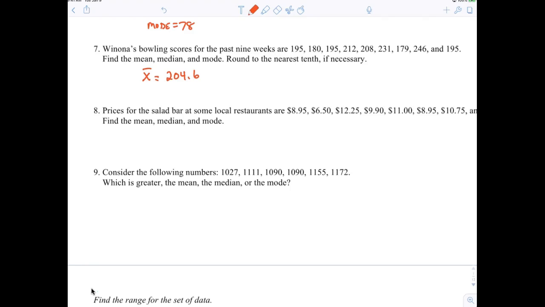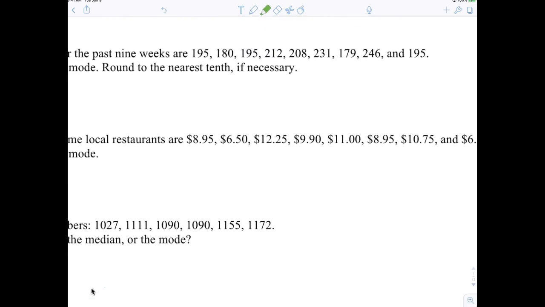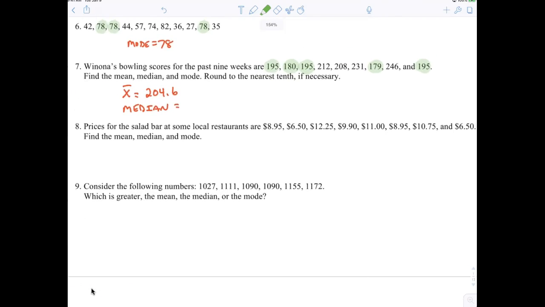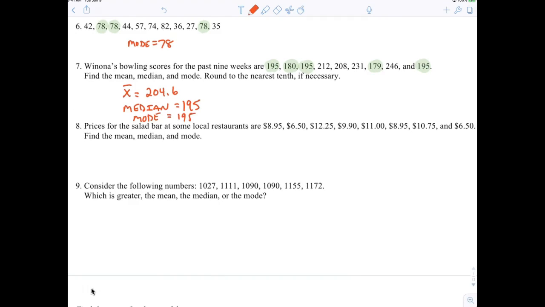Everybody good with that? All right, now we're going to try to find the median. How many scores are there? There are 9 scores, right? So we need the 5th. Very good. All right, so I'm going to look. What's her lowest score? 179? 180? Yeah, wow, that's kind of nice because now there's 3 195s, right? So now we kind of figure that out. Does everybody agree? So the one in the middle is 195? Everybody good with that? And so we found the median to be 195, and we also found the mode to be 195. Everybody good on that?